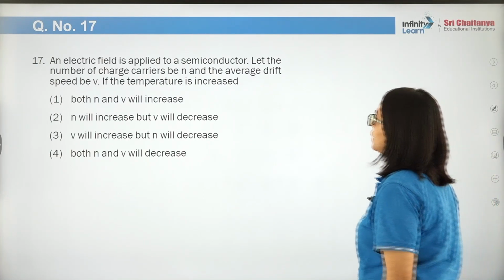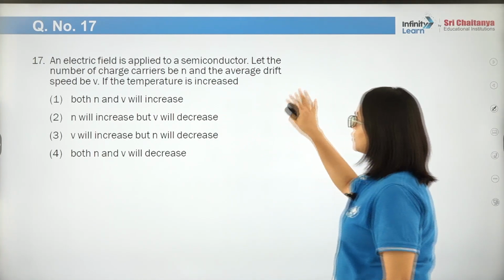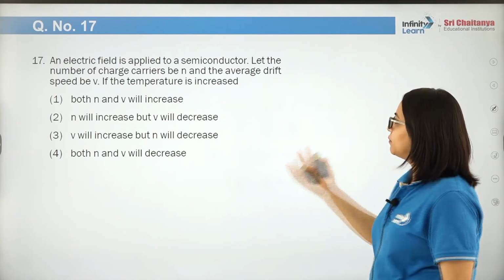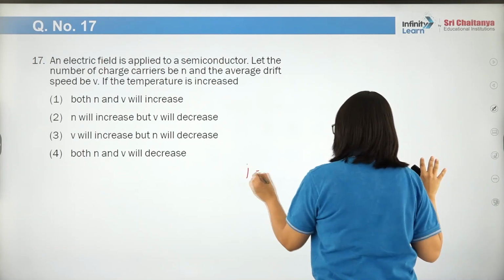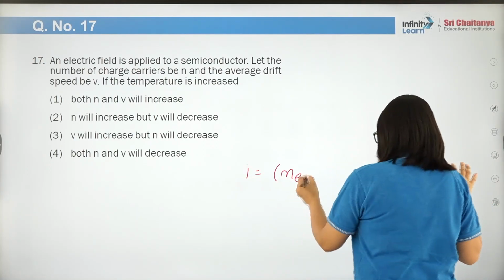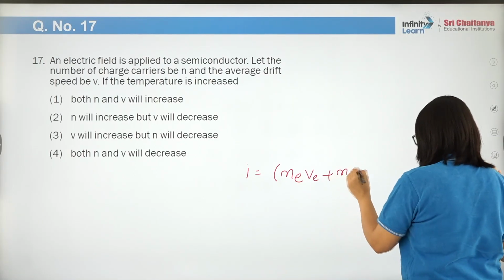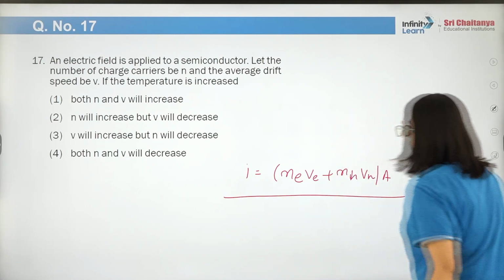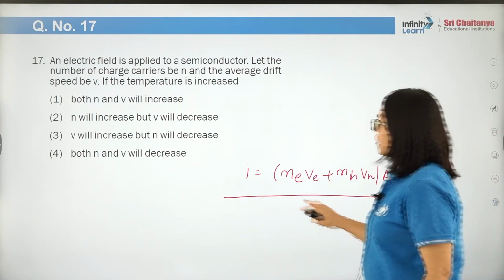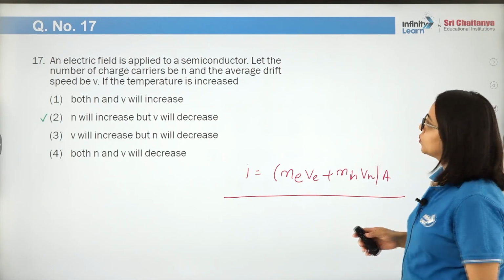Question number 17. An electric field is applied to a semiconductor. Let the number of charge carriers be n and the average drift speed be v. If the temperature is increased, so we know that I is equal to Ne into Ve plus Nh into Vh. Okay. So using this, if you increase the temperature, n will increase but v will decrease, right? So correct answer is option 2.